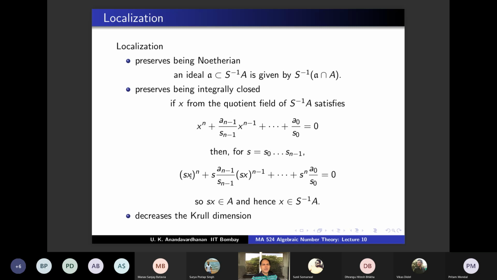Therefore, if you take a Dedekind domain and if you localize, what will happen? Noetherianness is preserved, integrally closed is preserved. If you took a Dedekind domain, then the Krull dimension is 1.